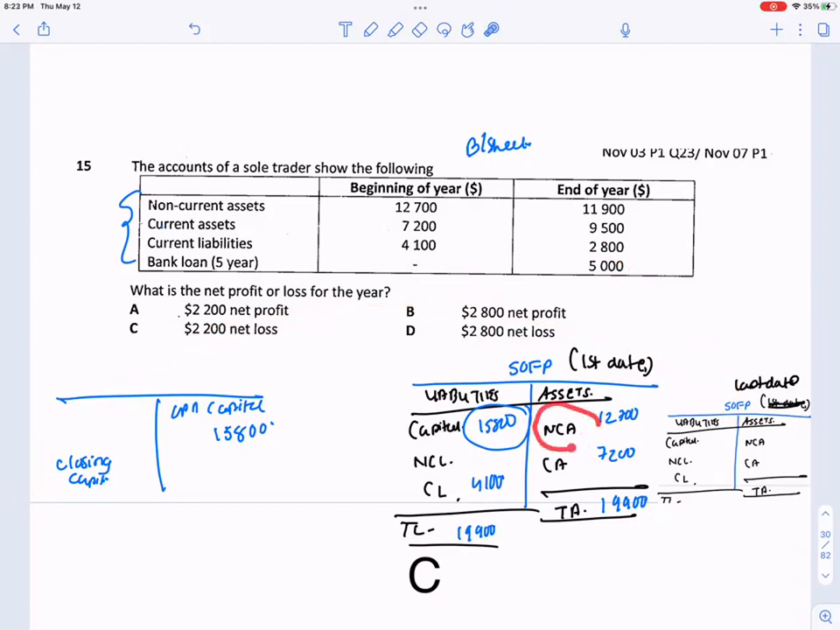Assets is made up of what? Non-current assets and current assets. If you add this up, what will it give you? Total assets. Liabilities is made up of?